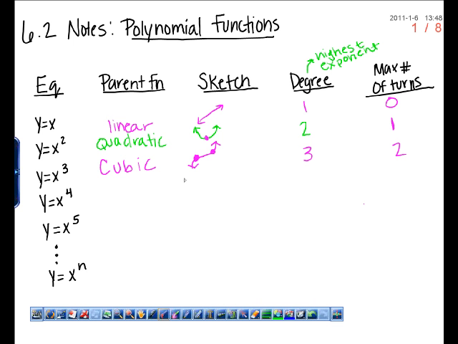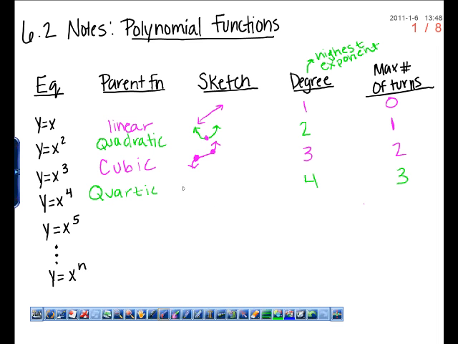Anyone know what we call y equals x to the fourth? Does start with a Q. Quartic. What's the degree of a quartic? 4. How many turns do you think it's going to have? 3. So what I'm about to draw is not the quartic parent function, okay? You can graph y equals x to the fourth. It's going to look incredibly similar to y equals x squared, okay? I'm just going to graph a possible quartic function, okay? So I don't want you to think that this is the parent function. It's just a possible one.